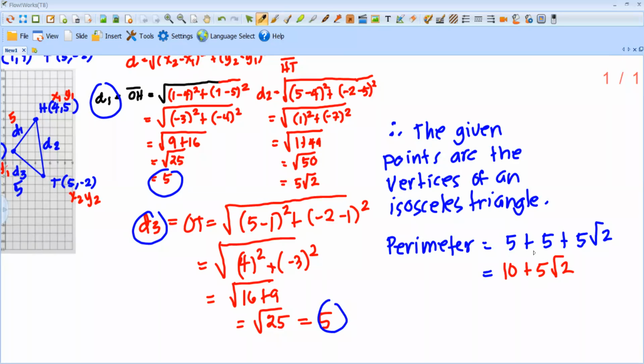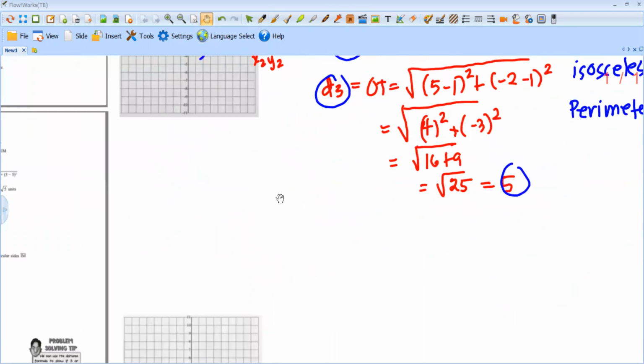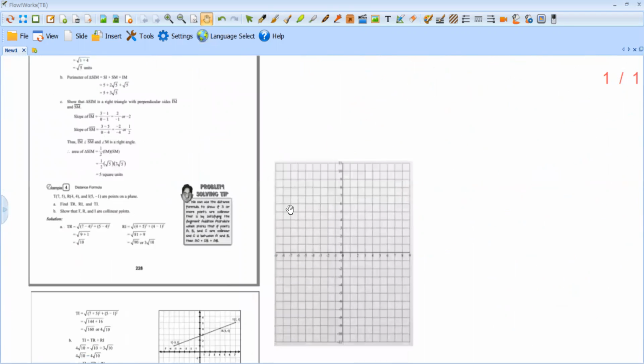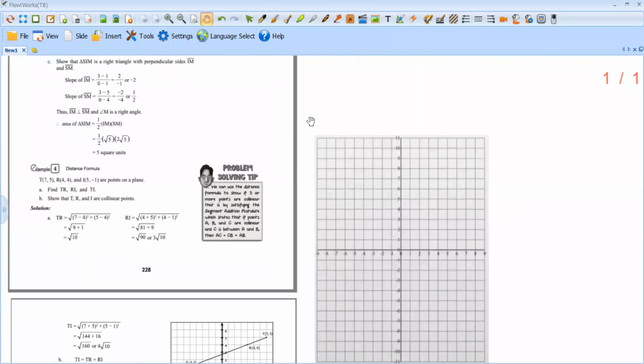If you want to find this perimeter by changing 5 square root of 2 into a decimal, it's 7.1. So you can say that 10 plus 7.1, to be exact, the perimeter is 17.1. Okay? So that's how you will get the perimeter, because in other examples, you have to look for the perimeter of the given triangle. Okay, so that's clear.